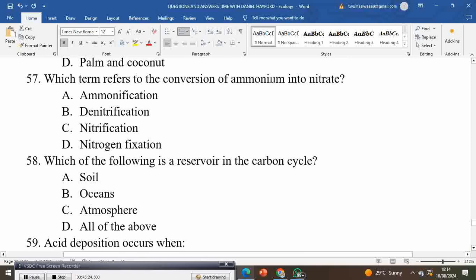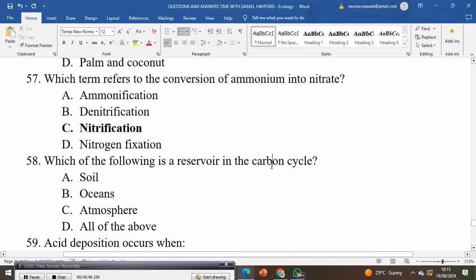Which term refers to the conversion of ammonium into nitrate? Ammonification, lignification, nitrification, nitrogen fixation. So which term is the best? Between nitrogen fixation and nitrification, ladies and gentlemen, the best shot should be C, nitrification.